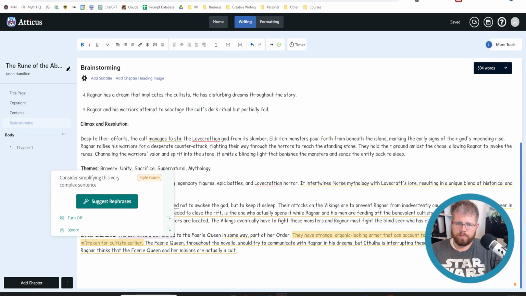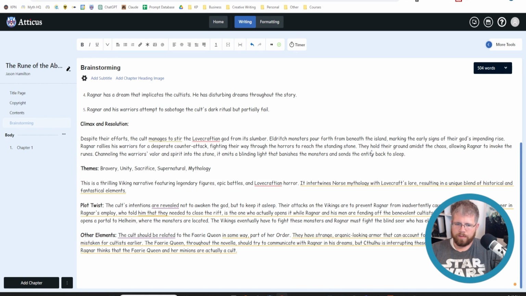And then, just as a note to myself, because a lot of my brainstorming happens as I am just jotting these ideas down, I said, the cult should be related to the Fairy Queen in some way, part of her order. They have strange organic-looking armor that can account for why they appeared fearsome and were mistaken for cultists earlier. The Fairy Queen throughout the novella should try to communicate with Ragnar in his dreams, but Cthulhu is interrupting these dreams, twisting them, which is why Ragnar thinks that the Fairy Queen and her minions are actually a cult.